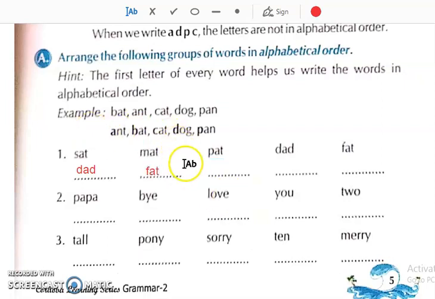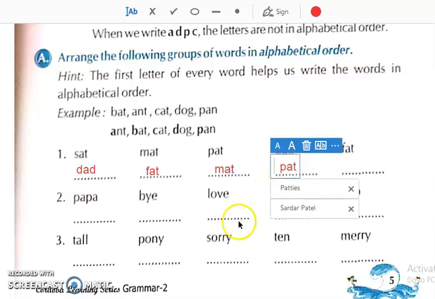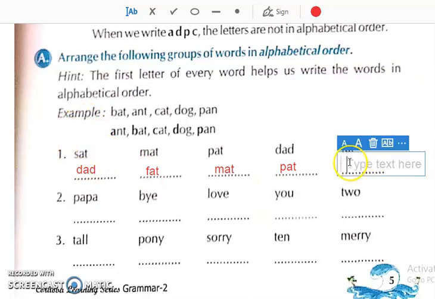Then F, G, H, I, J is in sub letters से कोई भी word नहीं है. So what will be the next? J, K, L, M. M is there. So we can write M-A-T, mat. Then M, N, O, P. From P it is there. So we will write pat. Then P, Q, R, S. From S it is there. Sat. So we will write sat.